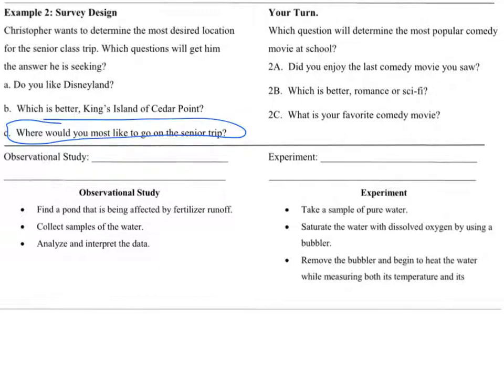We're going to skip the your turn because that's actually going to be one of your homework problems, and we're going to go on down and look at observational study and experiment. So an observational study is where we're just having individuals be observed. We're not trying to influence them whatsoever. We're just watching, and not trying to influence.